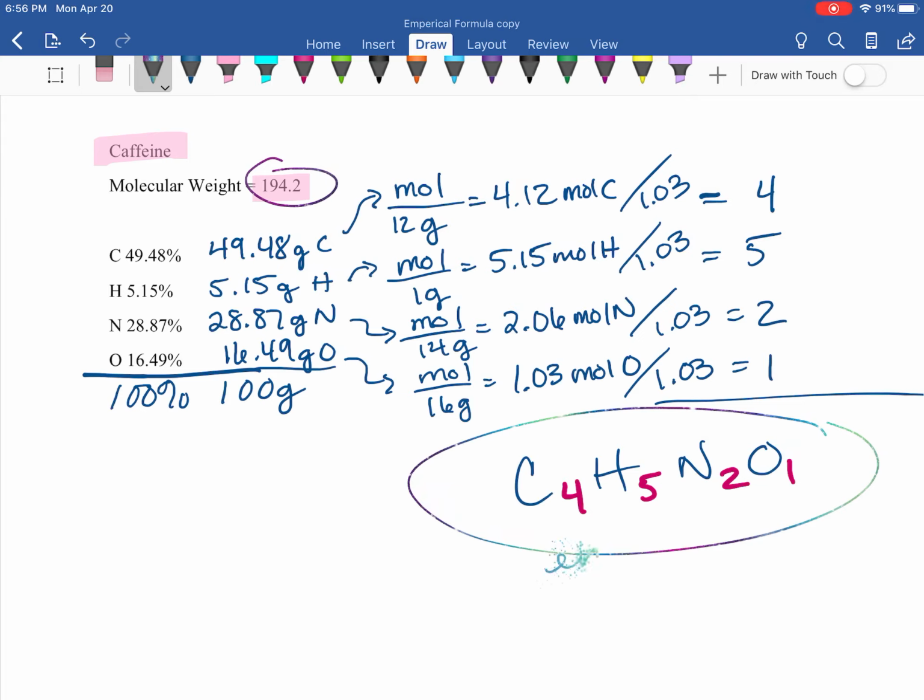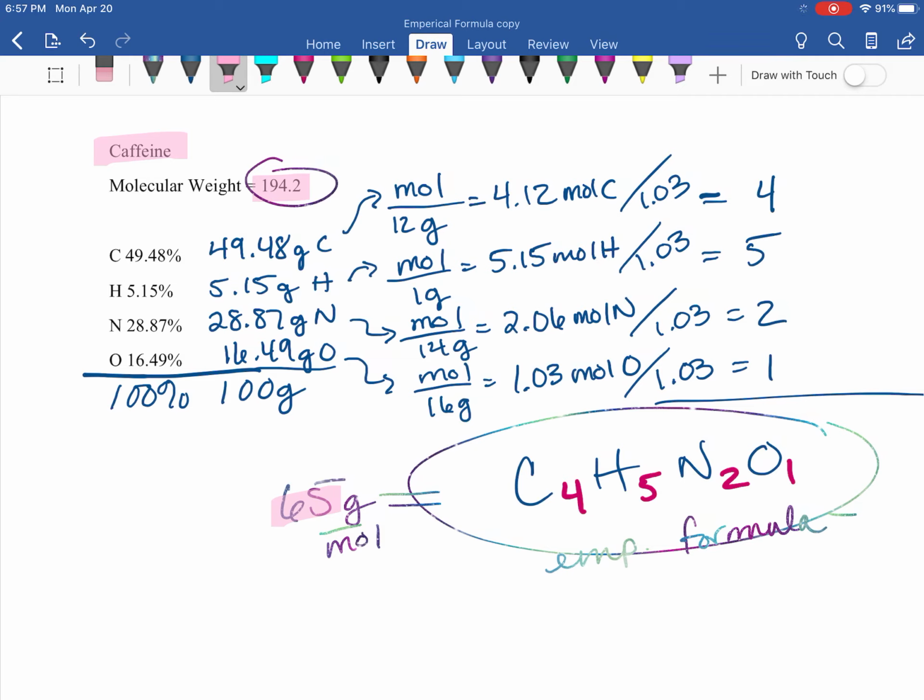This is our lowest ratio formula, but how do you know if that's really caffeine? So how you know for sure is you're going to check your molecular weight. Now, how do we compare molecular weights? Grab your calculator and add up the molecular weight for this formula. How much is this going to weigh? We've got 4 carbons, so 4 times 12, 5 hydrogens, 2 times our nitrogen, plus an oxygen. When I add that up, I get 65 grams per mole.